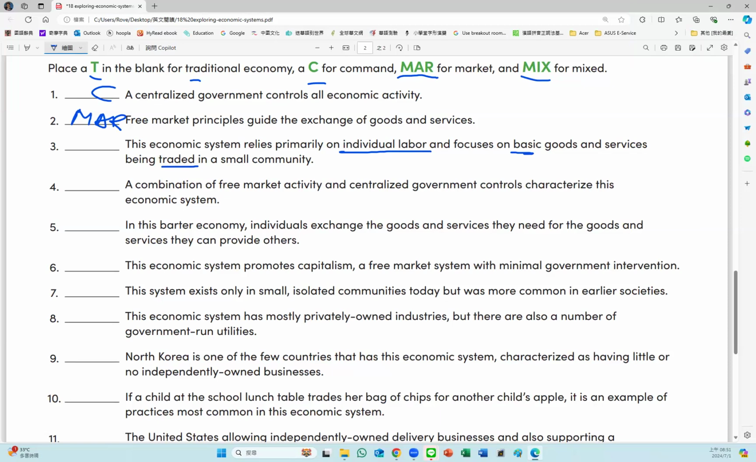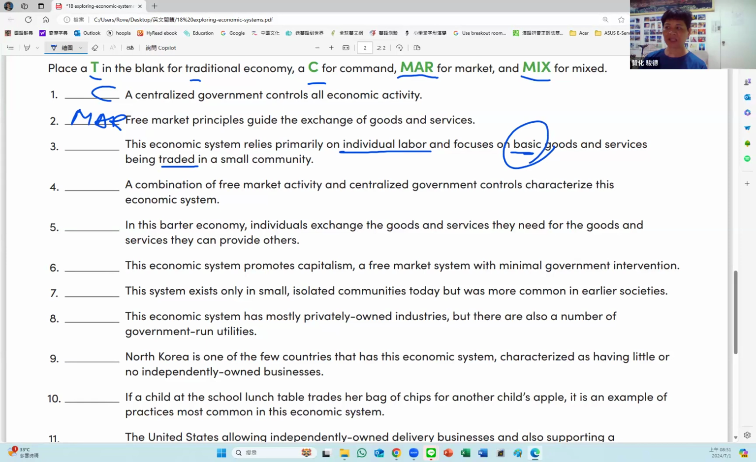I think it's a mix. Do you agree, Rudy and Lily? It's a mix? No, I think it's traditional market. Yes, I look at this word, basic. 最基本的. Yes, it is traditional.